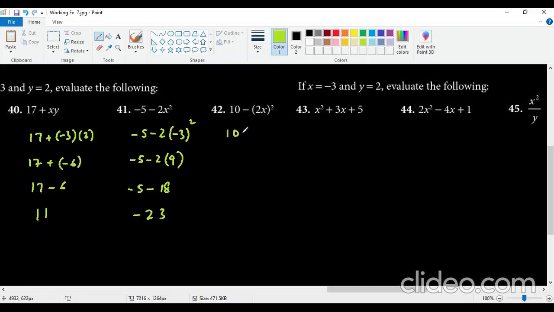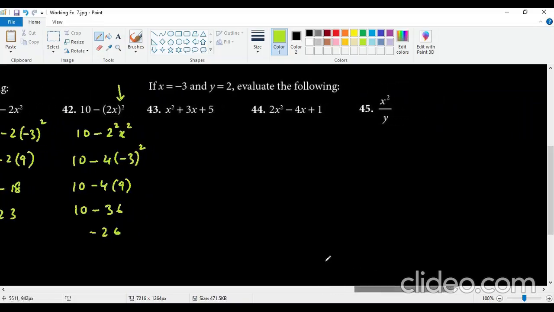Now here from 10 should be subtracted the value of 2x and 2x whole squared. That means 2 squared and x squared. So this exponent is for both 2 and x individually. So 10 minus 4 and the value of x squared means minus 3 squared. That means 10 minus 4 times 9, which is 10 minus 36. So negative 26 is going to be your final answer for question number 42.